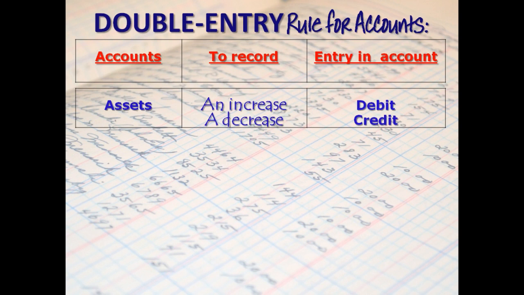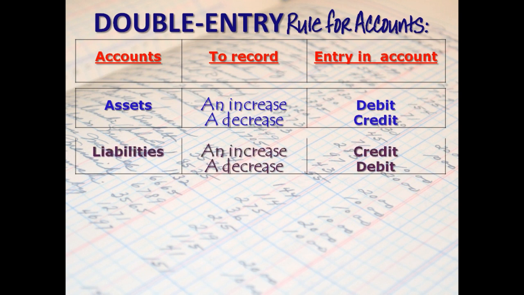When an asset increases, we debit the account. When an asset decreases, we credit the account. When a liability increases, we credit the account. When a liability decreases, we debit the account.